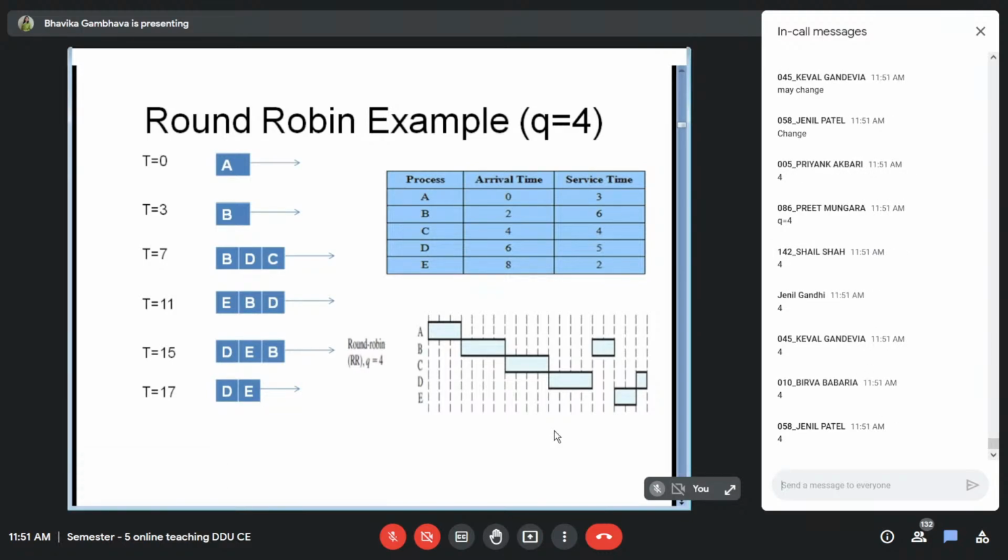How do you say 4? Why do you think 4 is better? That is true, less context switching. But then can I say 8 is better than 4? Let us make it 8, which will be better than 4. Can we say that?